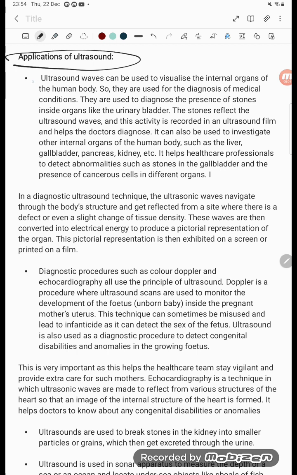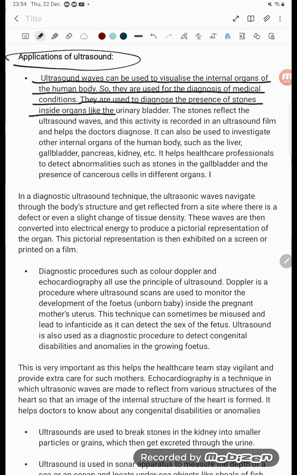What is it? Ultrasound waves can be used to visualize the internal organs of the human body, so they are used for the diagnosis of medical conditions. They are used to diagnose the presence of a stone inside an organ like the urinary bladder. The stone reflects the ultrasound wave, and this activity is recorded in an ultrasound film and helps the doctors diagnose.